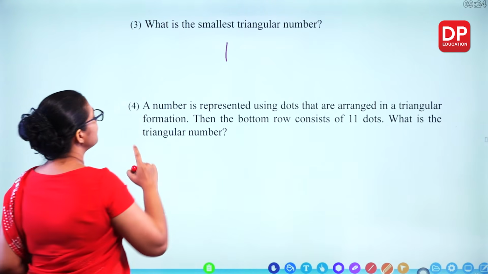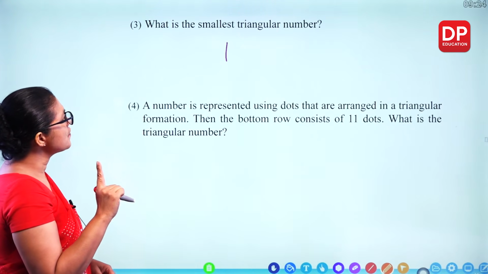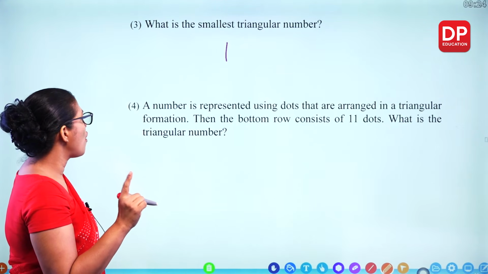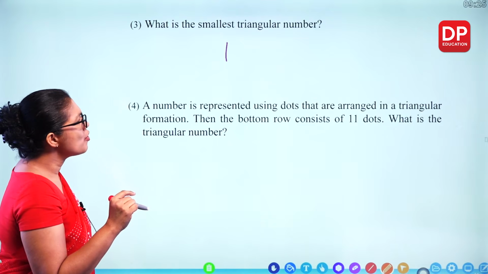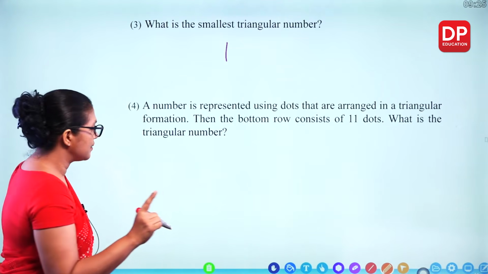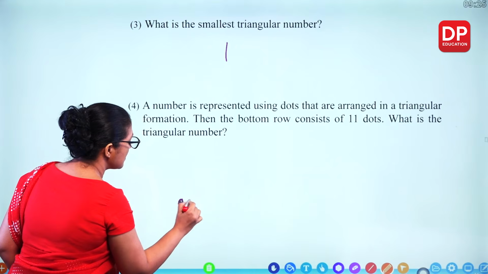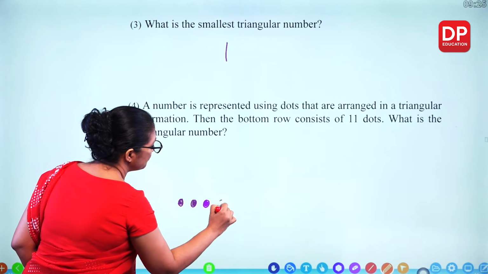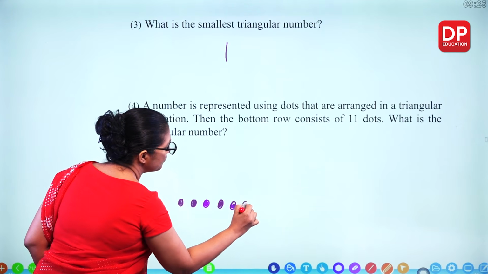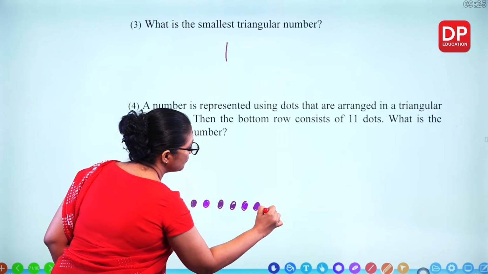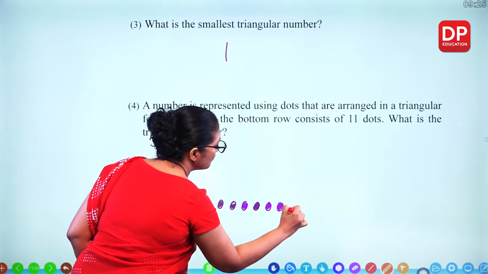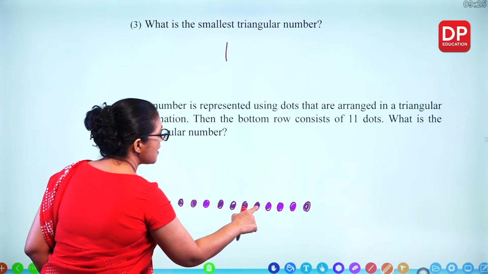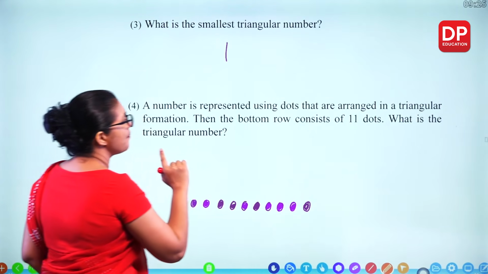That's 1. A number is represented using dots that are arranged in a triangular formation. Then the bottom row consists of 11 dots. So that means 11 in the last row. One, 2, 3, 4, 5, 6, 7, 8, 9, 10, 11.